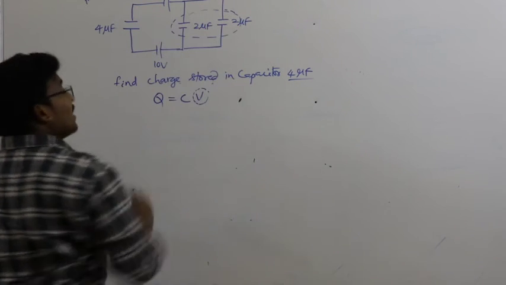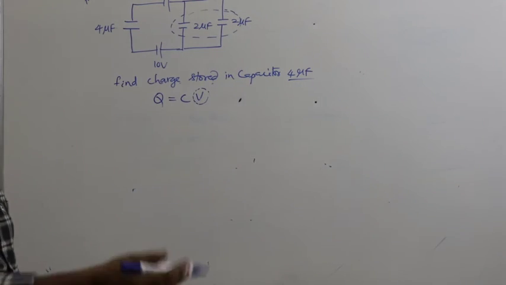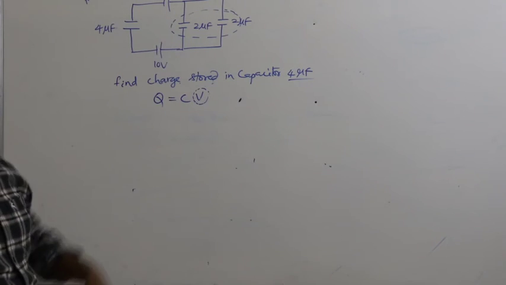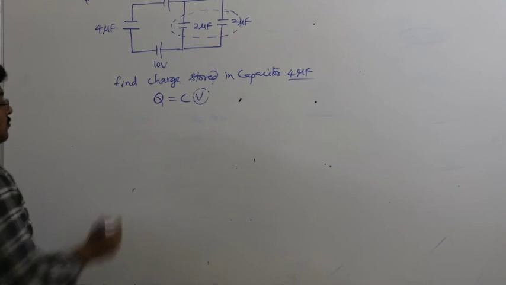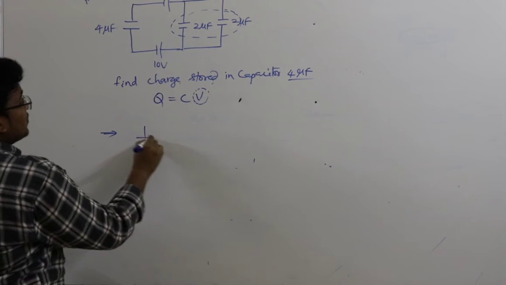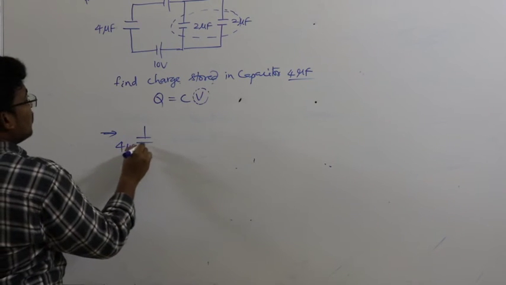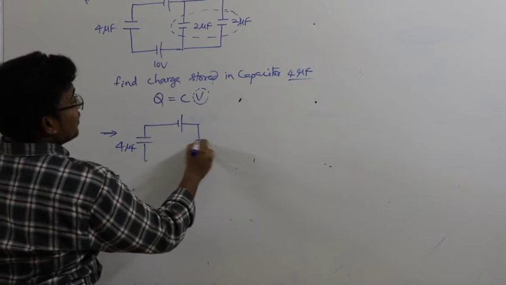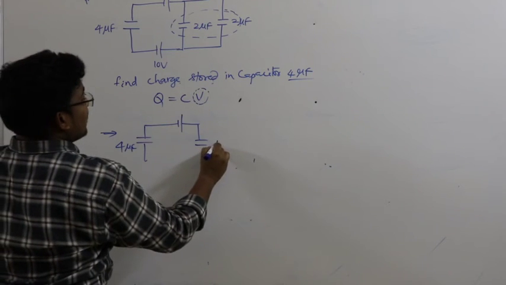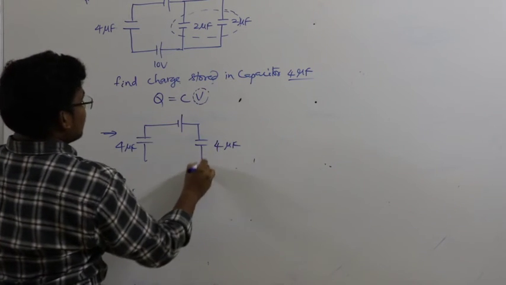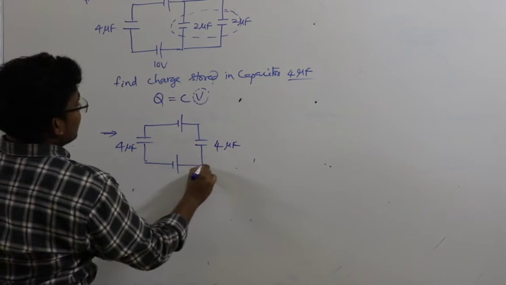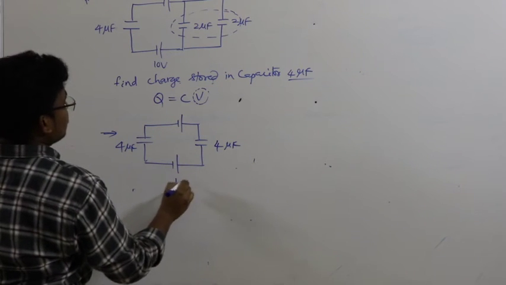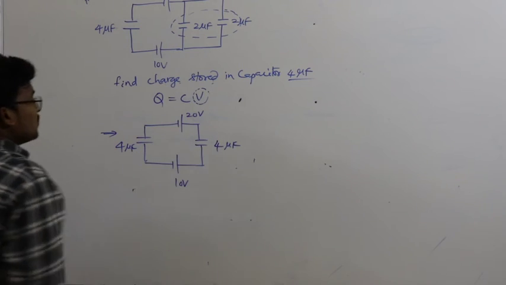So when they are in parallel, what is the formula? Simply sum only. 2 plus 2, 4. The circuit becomes, this is 4 micro and this is 20 volts, and we did this parallel connection. We got 4 microfarad and this is a battery of 10 volts. This is 20 volts. Okay?